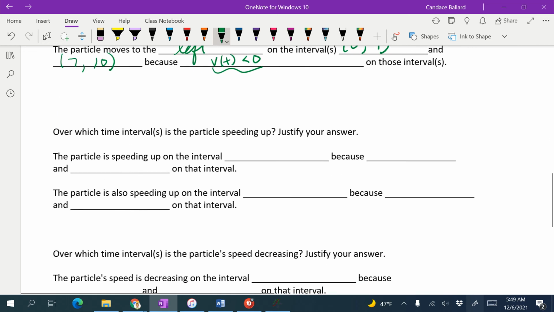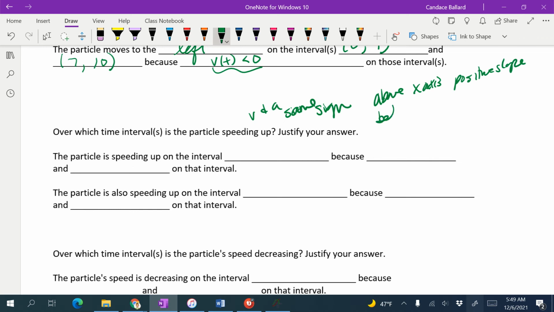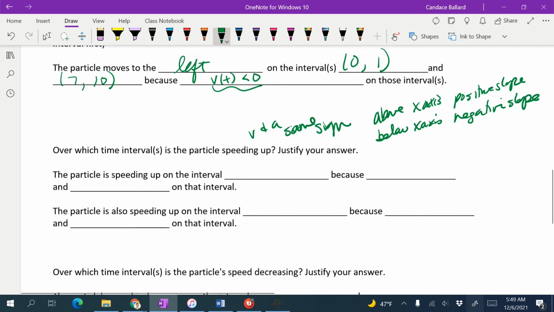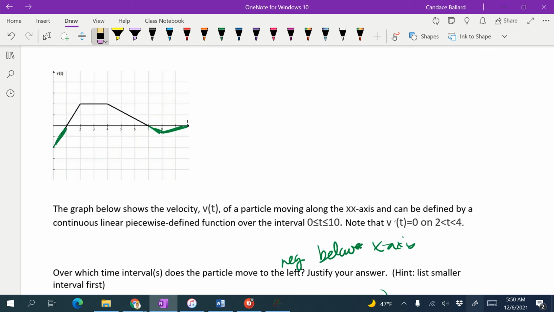The next thing it's asking us is which time intervals is the particle speeding up. So we know speeding up is when the velocity and the acceleration have the same sign. So that means I need to know where the velocity is either above the x-axis at the same time it has a positive slope, or where it is below the x-axis with a negative slope. So those are the two things that I'm looking for for speeding up, because the slope is representing the acceleration.